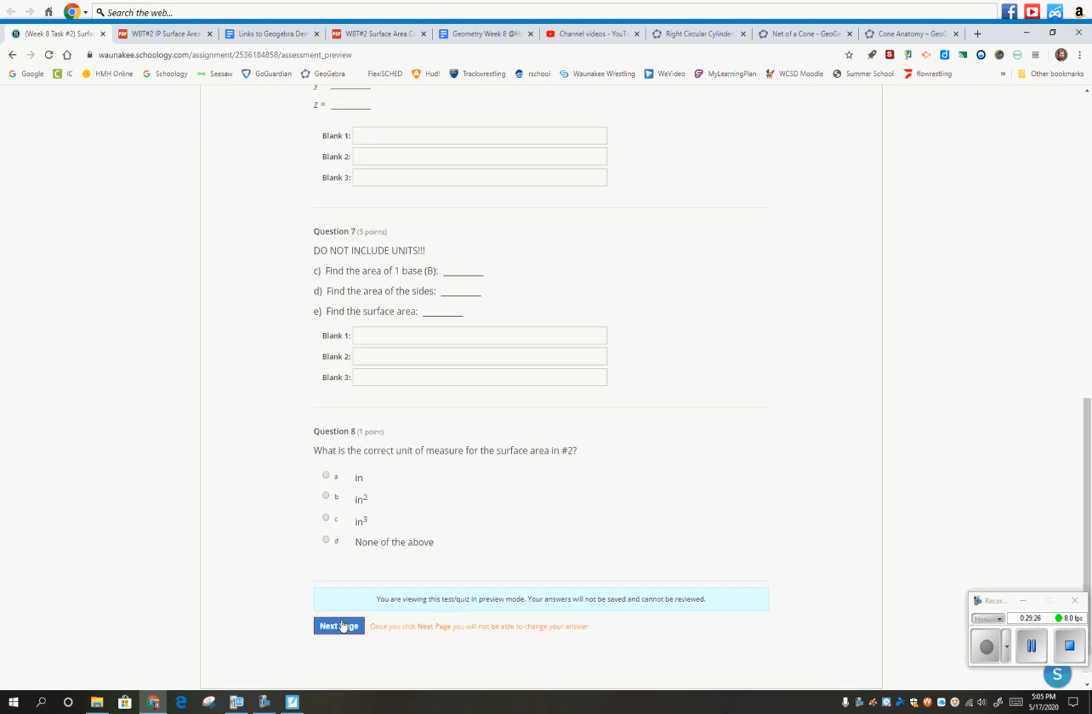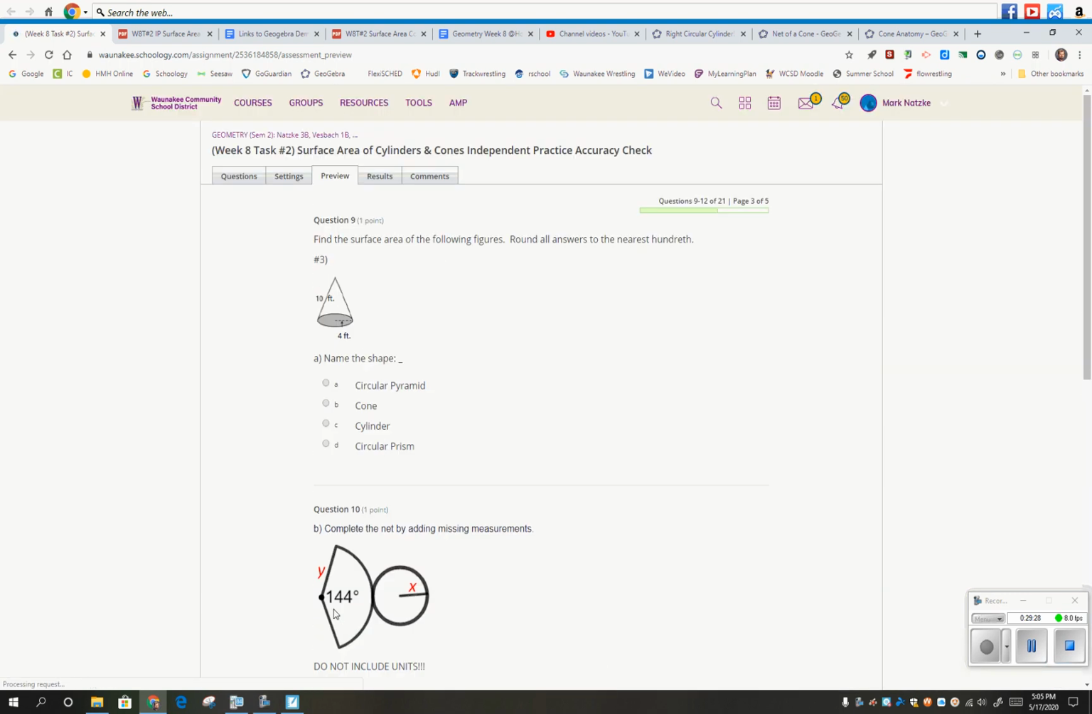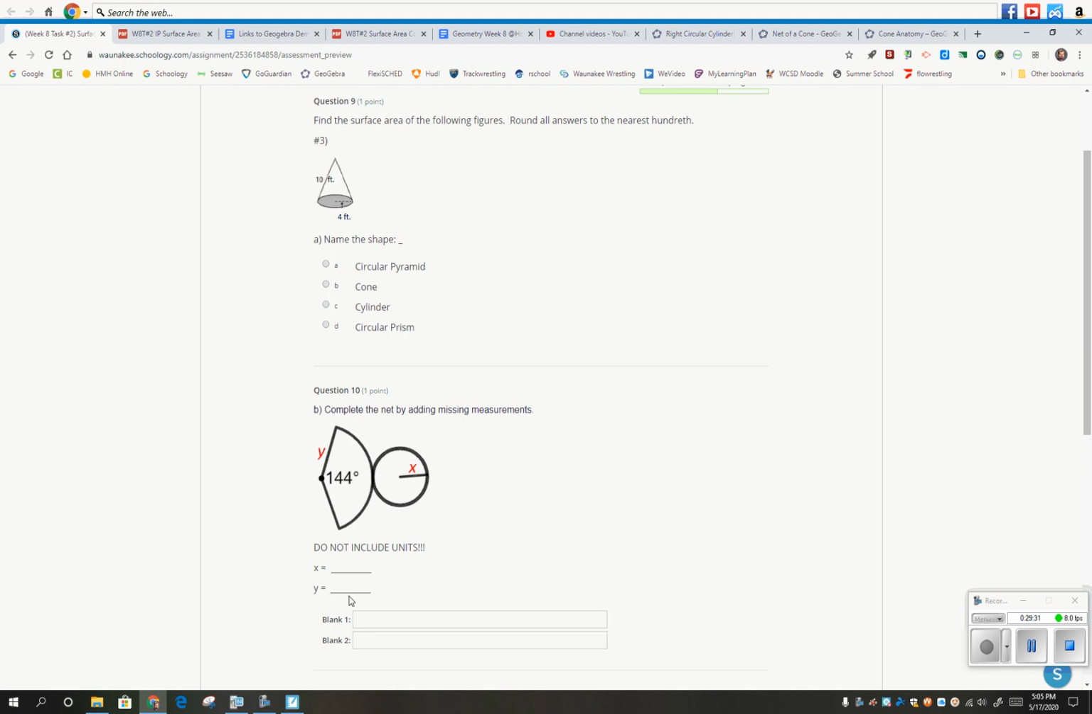The difference is, as we get to the cones, is again you can do the nets, but there's only 2 measures. What do X and Y represent? Remember, X here is representing the radius of the base. Y is representing the radius of the sector, which is also the slant height.